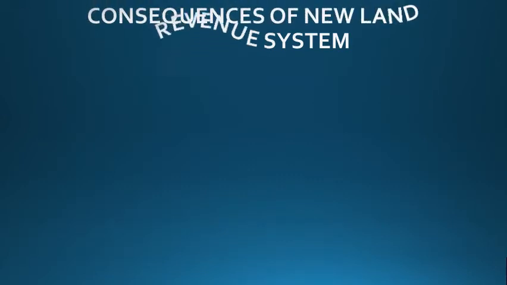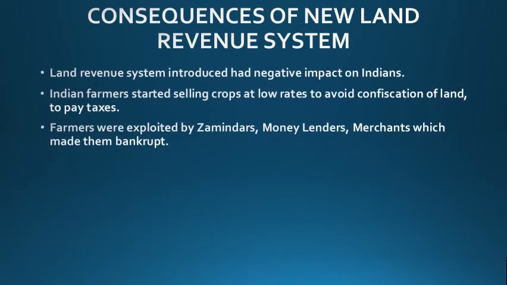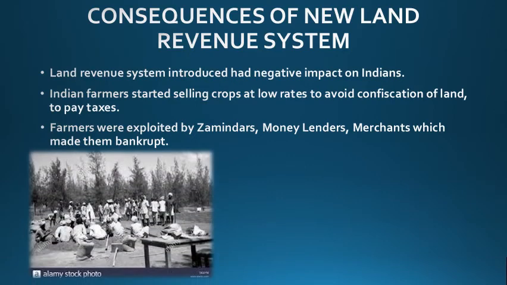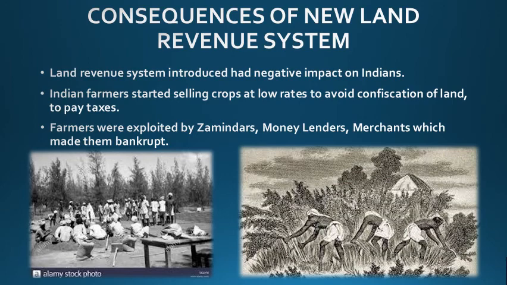Let us study about the consequences of the new land revenue system. There were undesirable effects of the new land revenue system on rural life. For payment of taxes, Indian farmers started selling the crops at whatever price they received. At certain times, the farmers had to mortgage their land to the moneylender for arrangement of money to pay the tax. Farmers became bankrupt. The farmers were exploited by the government, zamindars, moneylenders and merchants.